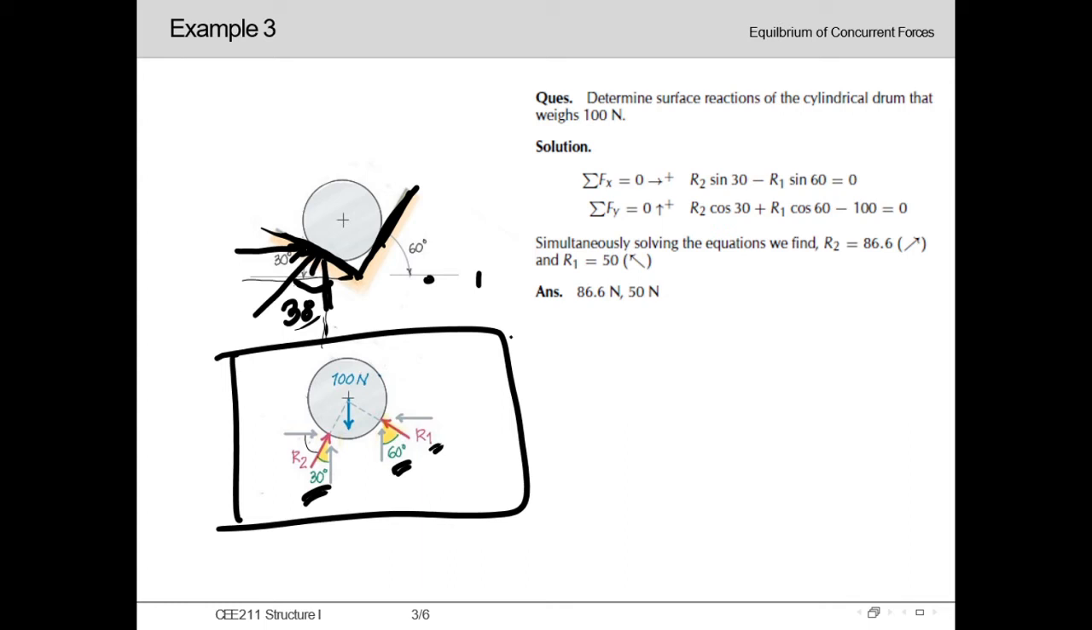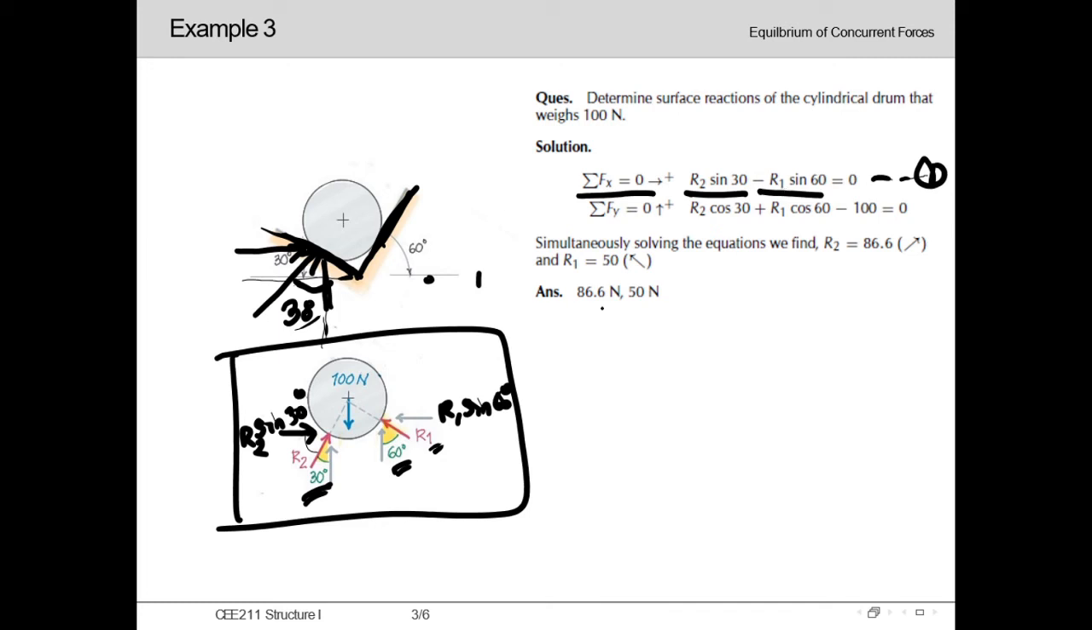Now applying summation of f of x equal to 0, we can see that in x directional forces, this first component is r2. As this is 30 degrees, it will be r2 sine 30 degree. So it's acting rightward, so it will be positive. And this one, r1 sine 60 degree, is acting leftward, so it will be minus r1 sine 60 degree. So from here we will get an equation where we don't know the values of r2 and r1.